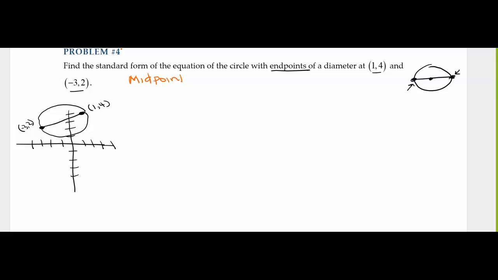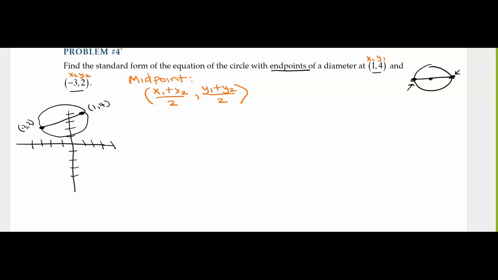Remember the midpoint formula says we're going to add our x's together, so x1 plus x2, and divide it by 2, and then add our y's together, y1 plus y2, divided by 2. So basically we're finding the average of our x's, average of our y's. That's going to tell us the average where those points are. So let's put in what we know here. I'm going to call this x1, y1, and x2, y2.